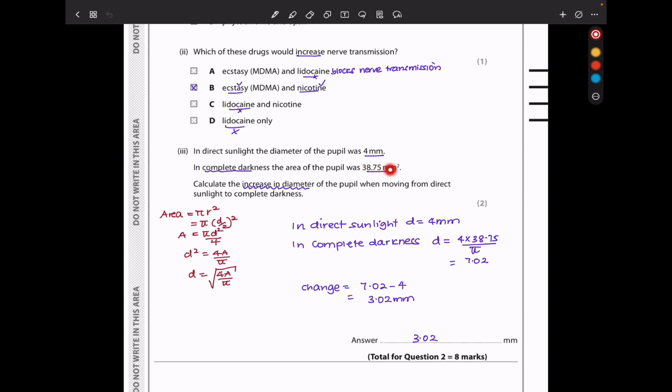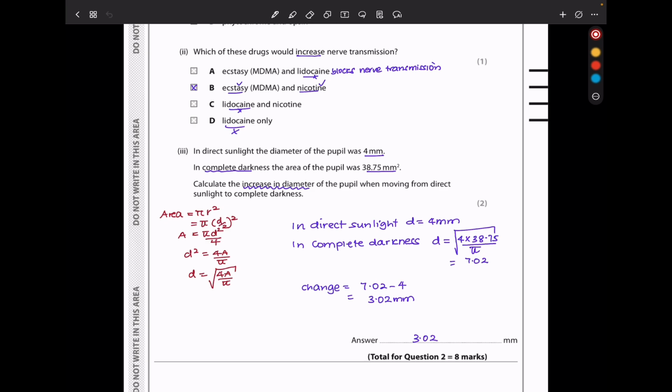So substituting this area here, I have to put the square root here like that. So substituting here the area and then 4 divided by pi and the square root, I got 7.02. This is going to be the diameter in complete darkness. So the change is going to be the bigger diameter minus the smaller diameter, which gives us 3.02 millimeters, and that is going to be the answer.